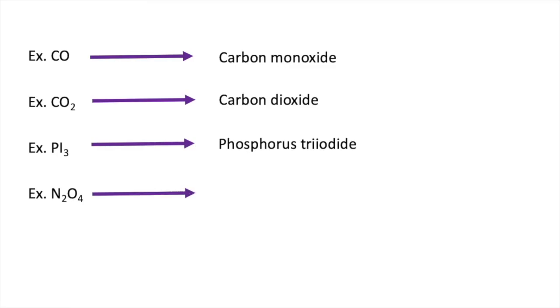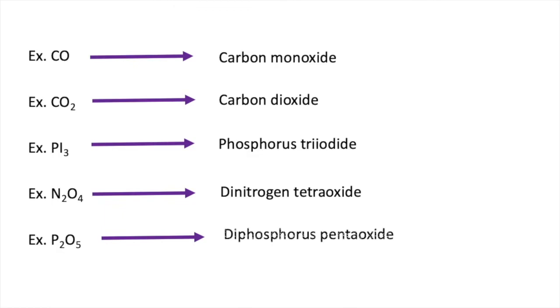Next one is N2O4. So we have 2 nitrogen. Finally, we're going to put a prefix on our first element. So we have here dinitrogen tetraoxide. And P2O5 would be diphosphorus pentaoxide, penta for 5.